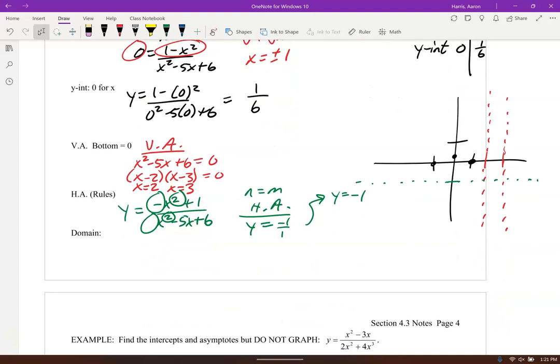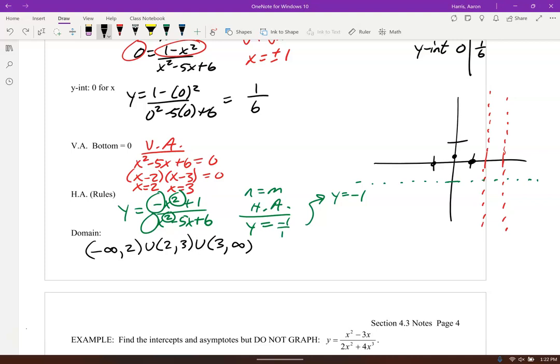My domain is just interrupted by my vertical asymptotes. The vertical asymptotes were 2 and 3. It'll never be 2 or 3. So it'll go from negative infinity up to 2. And then it'll go in between them. It'll also be defined. And they'll take off after 3. Okay, oops, I don't need to circle that.